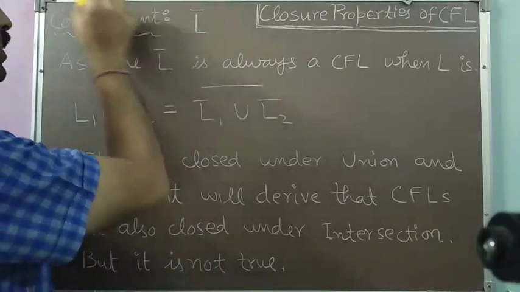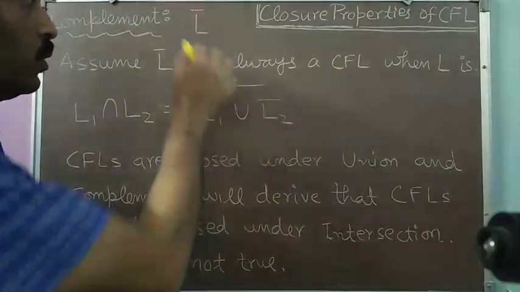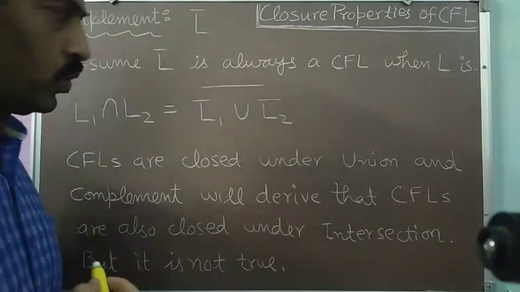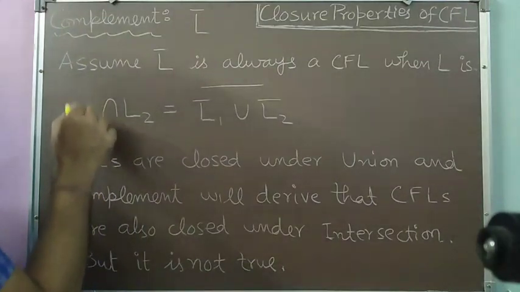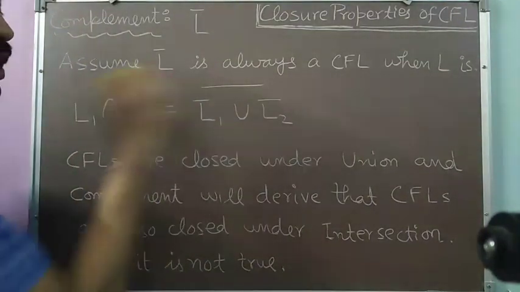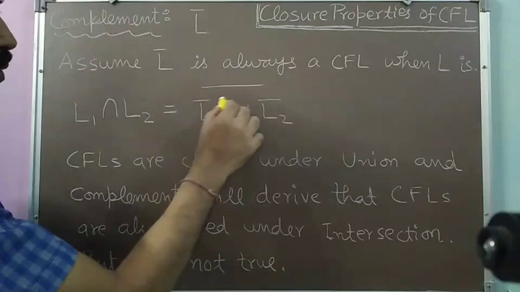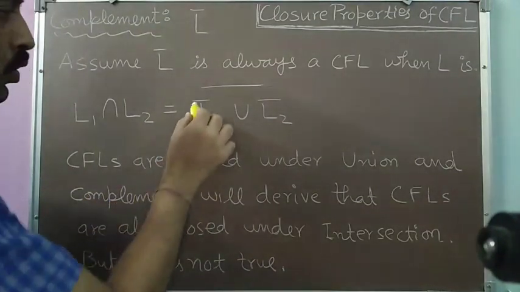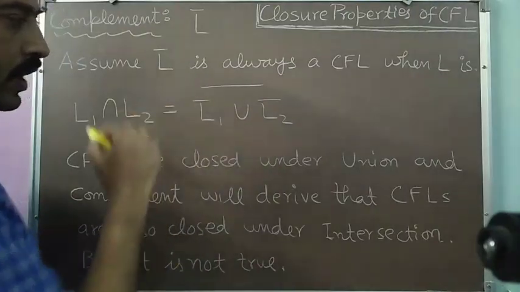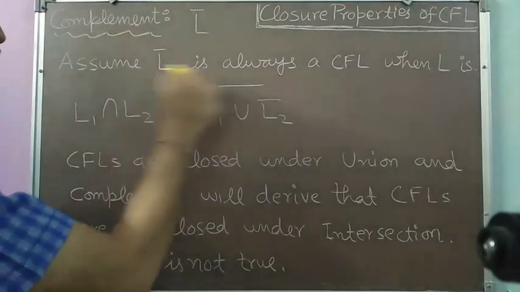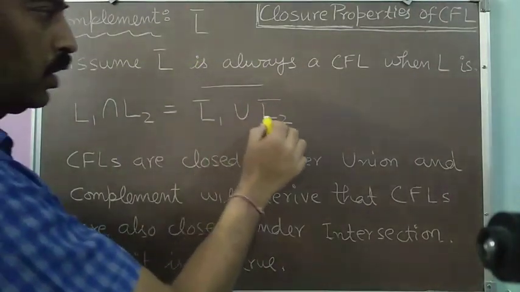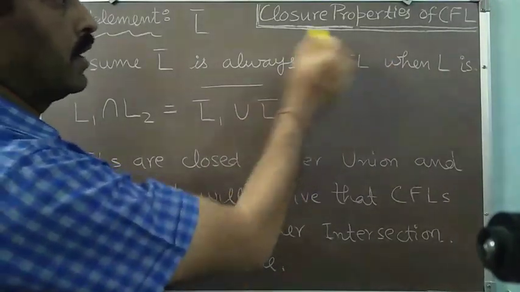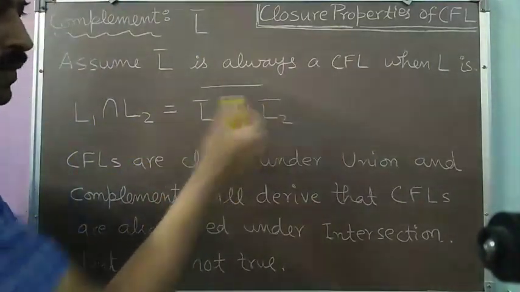Meaning, under the complement operation, we are assuming that the set is closed. Okay. So let us check L1 intersection L2 through De Morgan's law. So it is L1 complement union L2 complement, and the whole complement. Because L1 is a context-free language, L1 complement is also, as per our assumption. L2 is a context-free language, so L2 complement is also a context-free language as per our assumption.